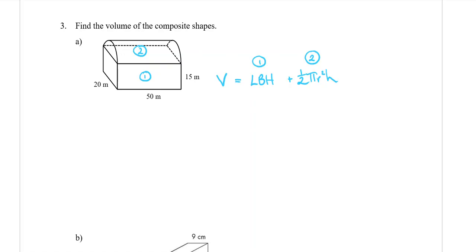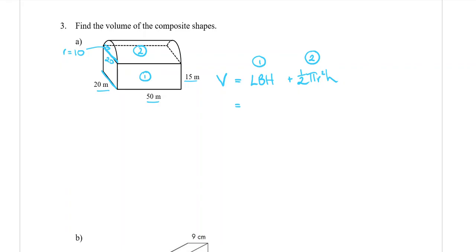Okay, so I'm going to sub into that formula, but I need to make sure I have all my measurements first. I have a length, breadth, and height for the rectangular prism, but what I need is the radius of my circle. So this side across here would be 20 because it'd be the same across the one across the bottom, but that's a diameter. If I want to know what the radius is, I would have to divide that by 2, which means my radius is 10.